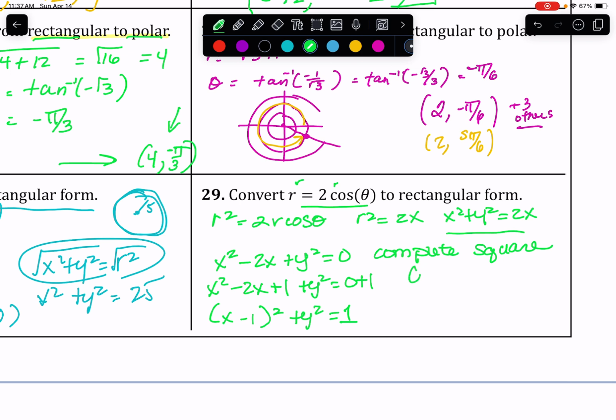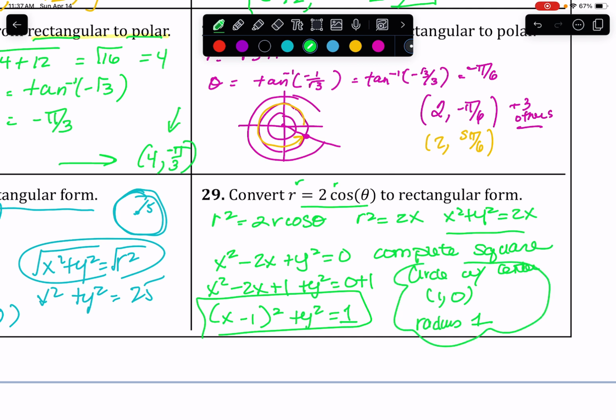So this is a circle with the center at 1, 0, and a radius 1. So x minus 1 squared plus y squared is our conversion, and it is a circle with a center at 1, 0, and a radius of 1. All right, that is 20 through 29.